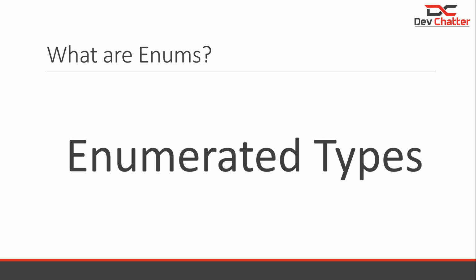As the word type implies here, these are data types in C#, which means we learned a little bit about these in our DevChatter Basics video about types in C#. Stick with us, though, because we'll be diving in a little further into enums today.